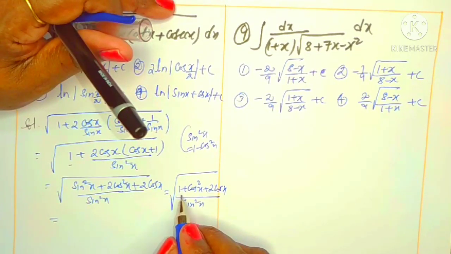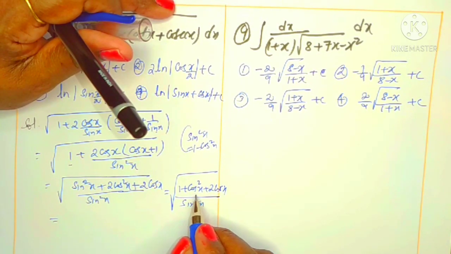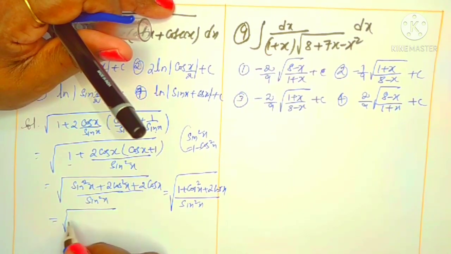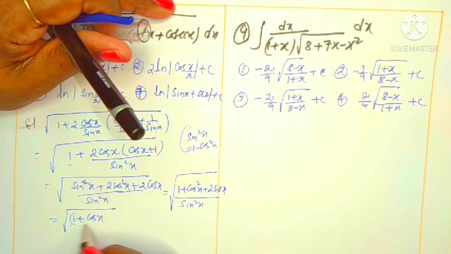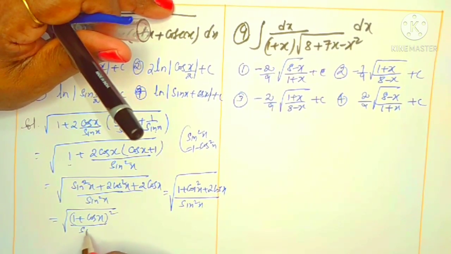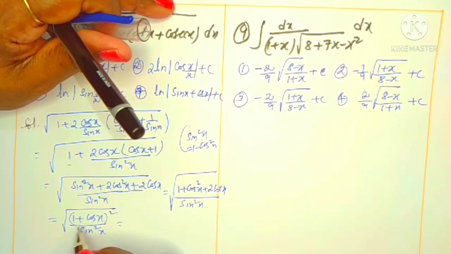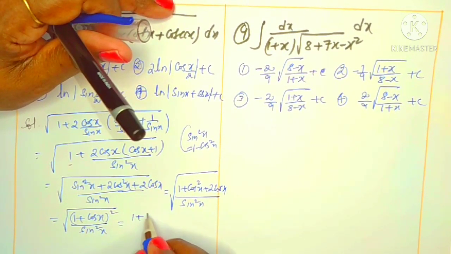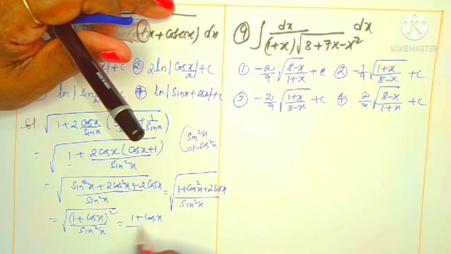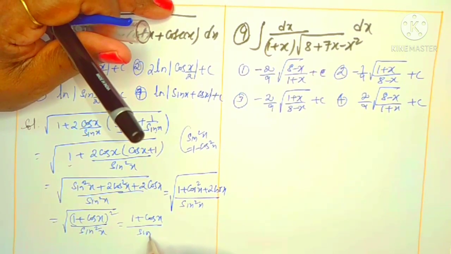You know this is in the form of what? A square plus b square plus 2ab, or not? A plus b whole square means what? 1 plus cos x by cos x whole square by sin square x. Okay, under the square root, 1 plus cos x is 1 whole square is cos x, because the root is there. 1 by root over 1 plus cos x whole square means 1 plus cos x by root over sin square x is sin x.